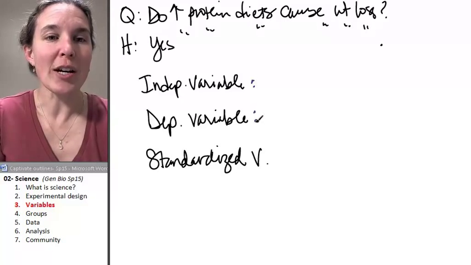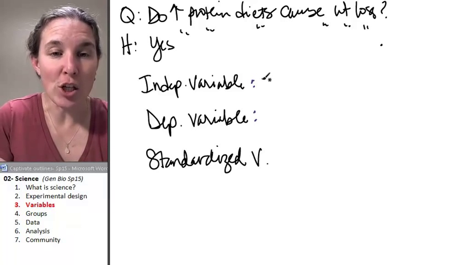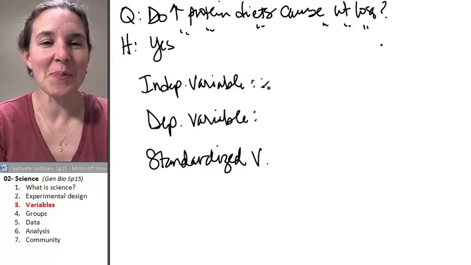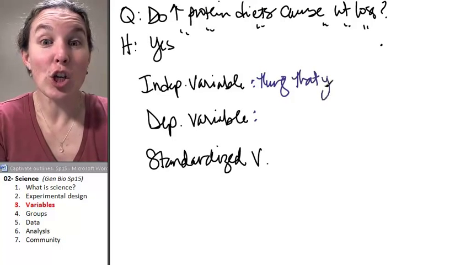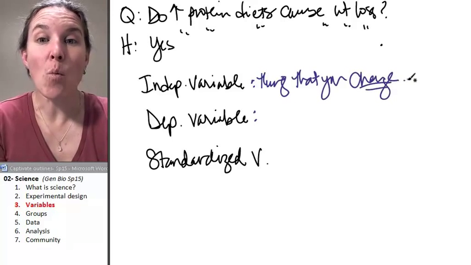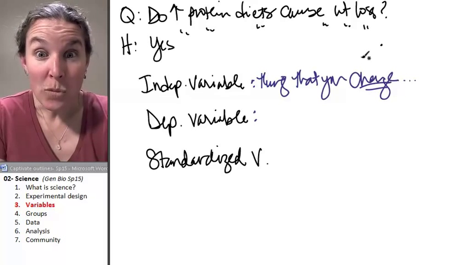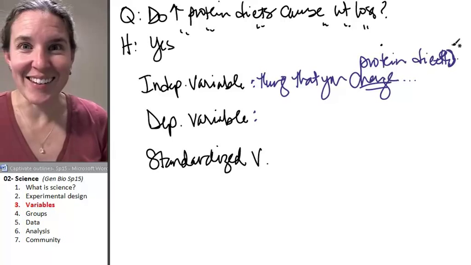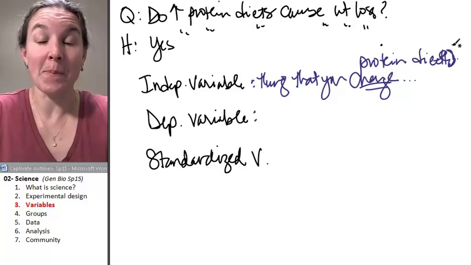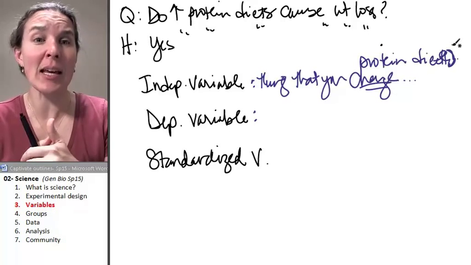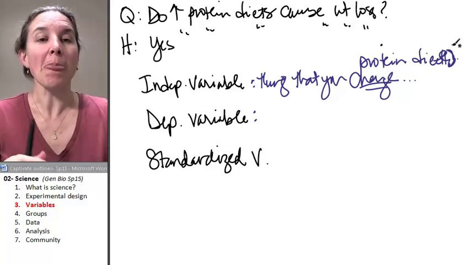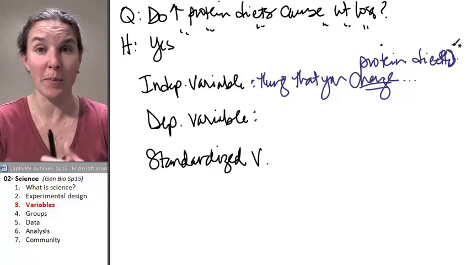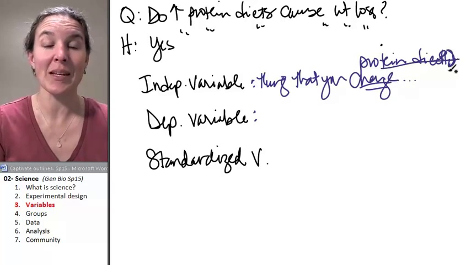First of all, your independent variable is the variable that you change. What is a variable? It's a thing. It's the thing that you change or that you manipulate. And what is the thing that we're going to manipulate in our example? A protein diet. So if we're wanting to test the hypothesis that yes, high protein diets do cause weight loss, then our independent variable is going to be the protein in the diet. So we're going to set up a couple of groups, a high protein group and then a low protein group. That's our independent variable, the protein in the diet. It's the thing that we change.